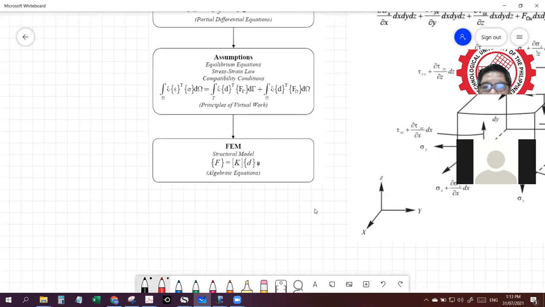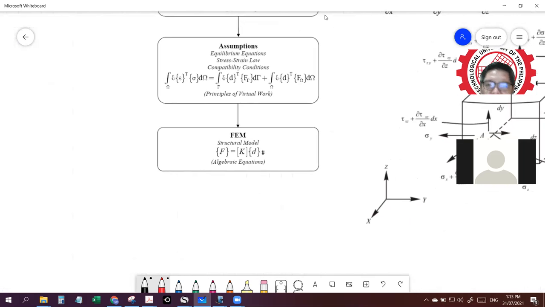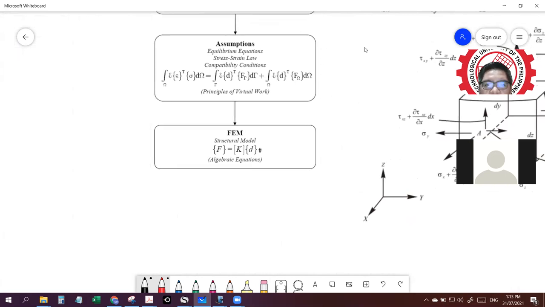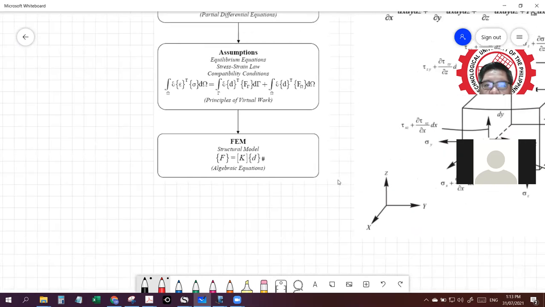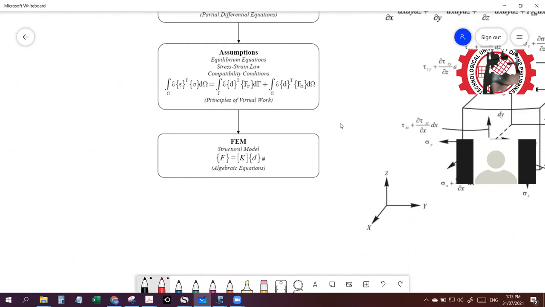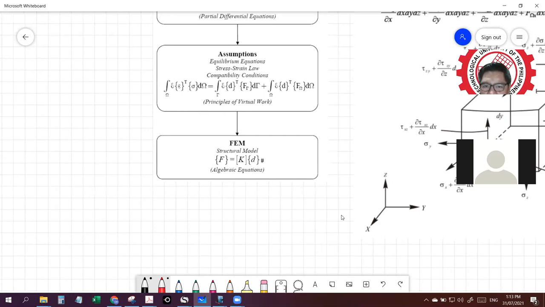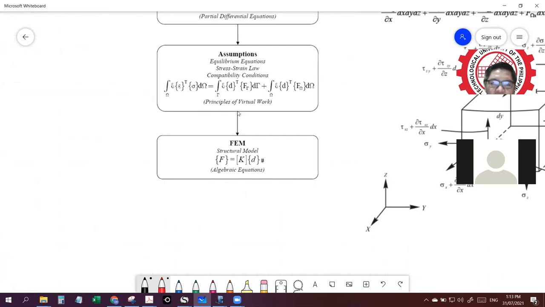Okay, we will derive that. That's why I'm using different references, no? Because if nag-concentrate lang tayo sa isang reference, may portion na hindi siya na-elaborate. That's why I need to refer to other material to check on the derivation of some important formula. For example, di ba naalala nyo, we derived the stiffness matrix, yung triple integral B transpose DB from here.